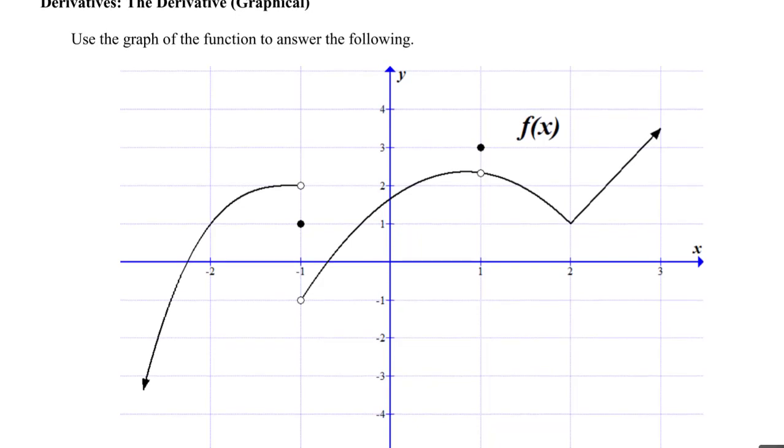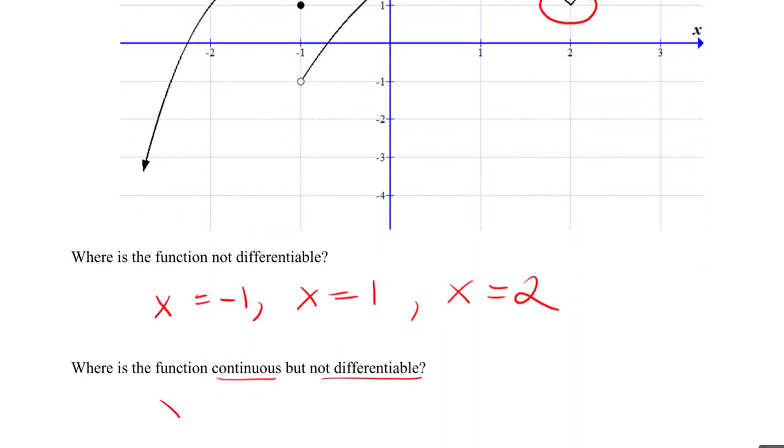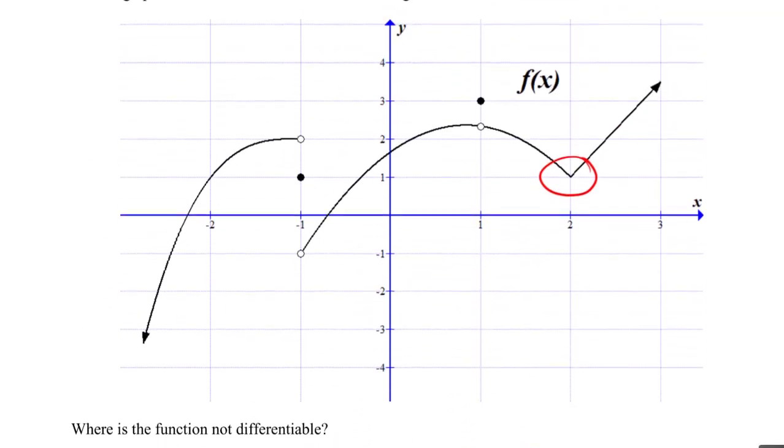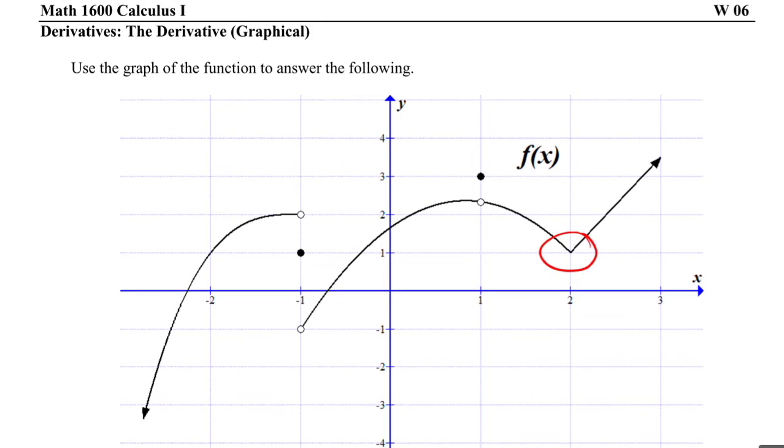Okay, well, the sharp corner here, that's a place where the function is continuous and yet not differentiable. So x equals 2. How about the function has a limit but is neither continuous nor differentiable? Okay, has a limit but is neither continuous nor differentiable.